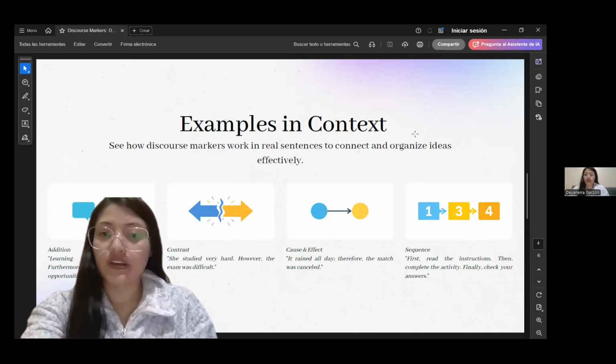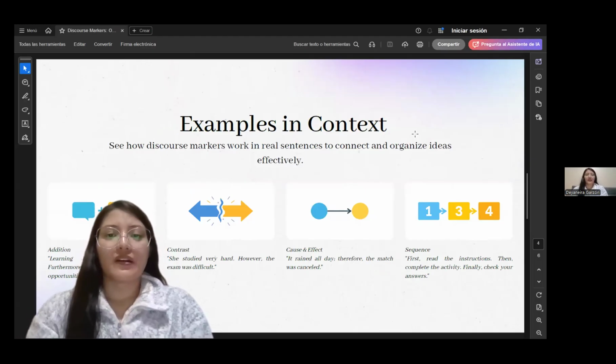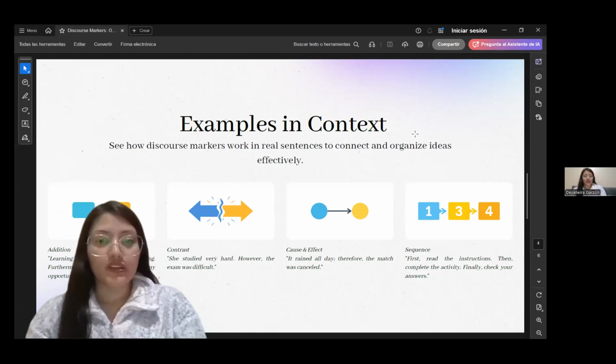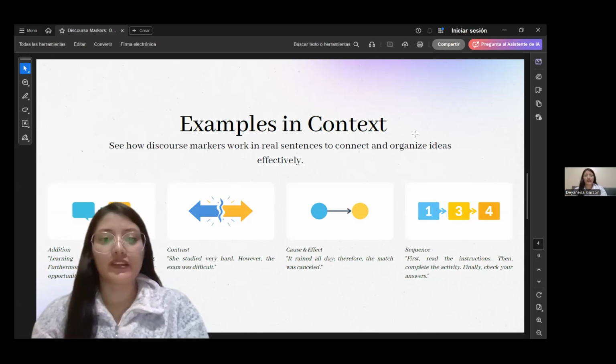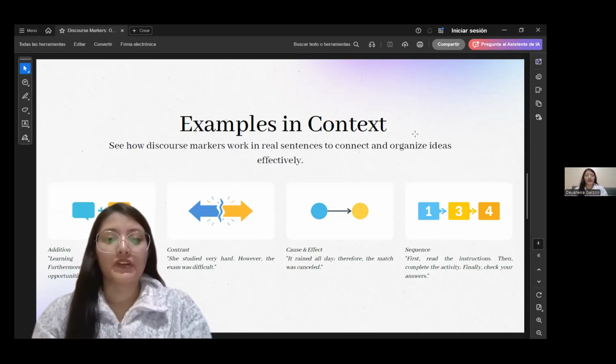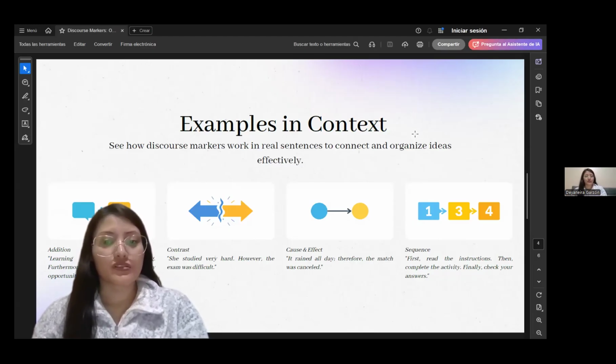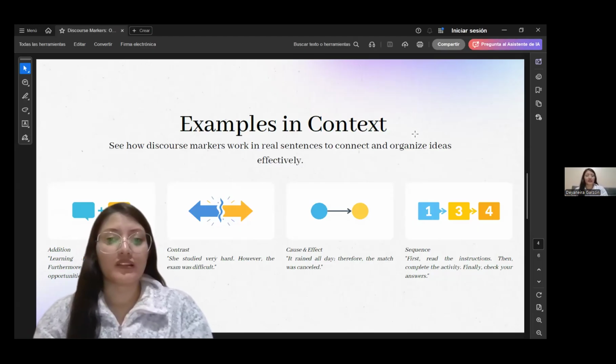For cause and effect, "It was raining. Therefore, we stayed at home." And for the sequence, "First, read the instructions, then complete the activity. Finally, check your answers." These examples show how markers connect ideas smoothly and make communication more natural.